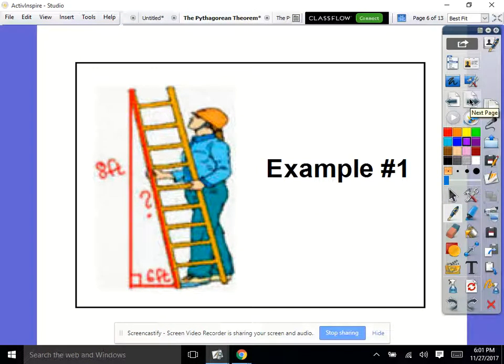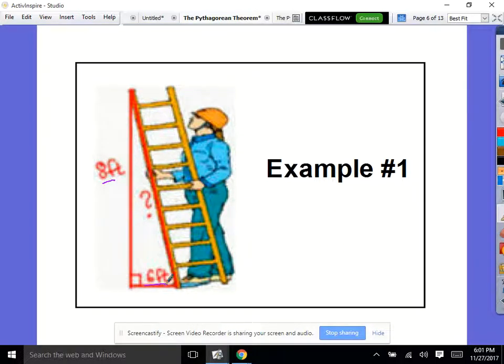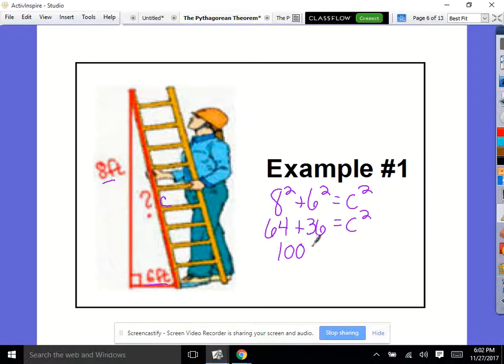All right, here's another example. We have one leg is 8 feet and one leg is 6 feet. We're trying to find our hypotenuse c. So we have 8 squared plus 6 squared equals c squared. 8 squared is 64. 6 squared is 36. So 64 plus 36 is equal to c squared. And if I add those, I get 100. 100 equals c squared. If I take the square root of both of those, I get c equals 10.